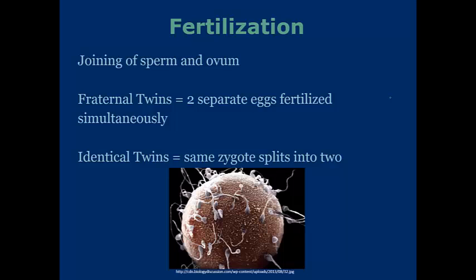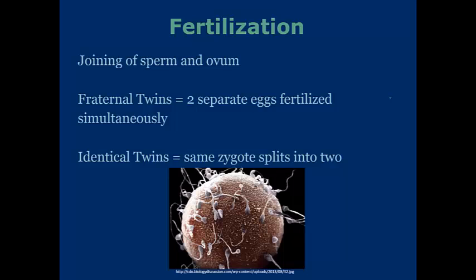Fertilization is the joining of sperm and ovum. This creates a functional zygote and will immediately start a cascade of events leading to the formation of a fetus. For the purpose of the MCAT, let's talk about some unique types of cleavages, starting with fraternal twins. This is when two eggs are simultaneously released and fertilized. These two eggs will plant into the uterine lining at the same time.